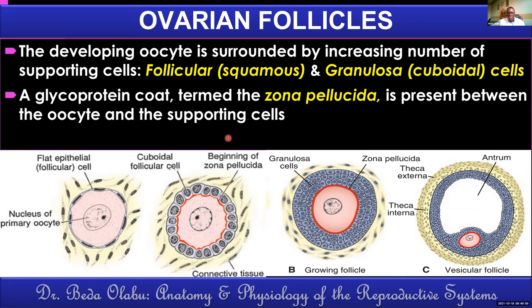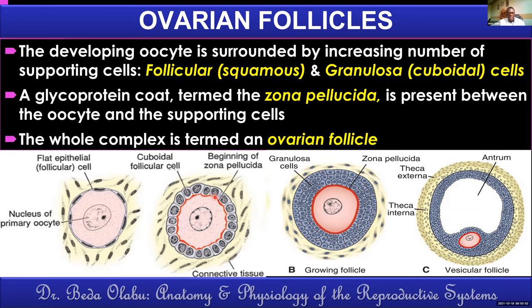The whole complex of the supporting cells, the zona pellucida, and the oocyte itself is what we are calling the ovarian follicle. These are usually recruited every month after the age of puberty. In the recruitment process, we see the follicles developing. From your left, that's the most primitive one, which we call the primordial follicle. The ones in the middle are primary follicles. And the one at the end is an antral follicle, almost mature, so that it can be ovulated. We'll be talking about the different types of follicles shortly.